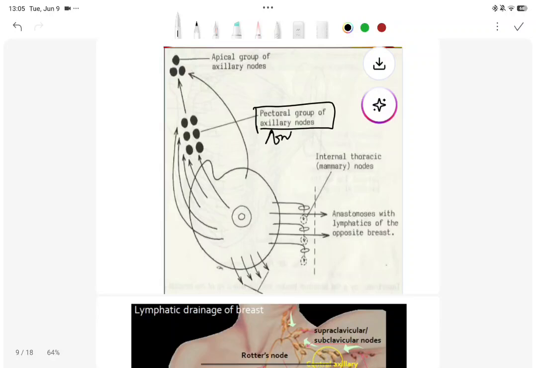Okay, so यहाँ पनि हेर्न सक्छौ there are pectoral group of axillary lymph nodes. There are anterior पनि भन्छ है. There are anterior also. There are internal thoracic mammary nodes है. Internal thoracic mammary nodes are parasternal nodes पनि भन्छ है.